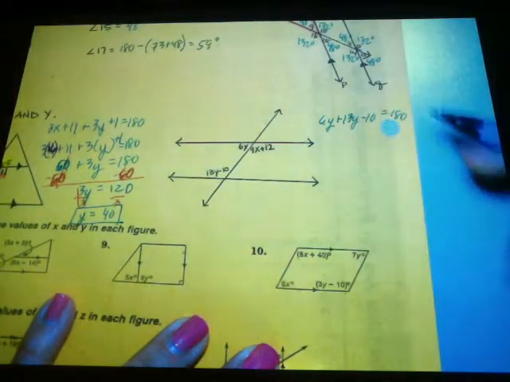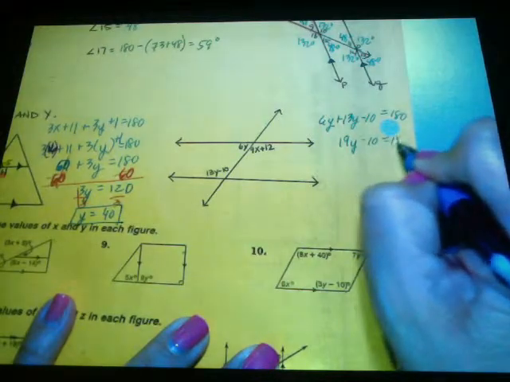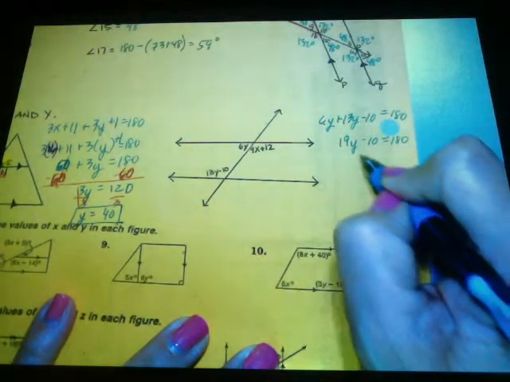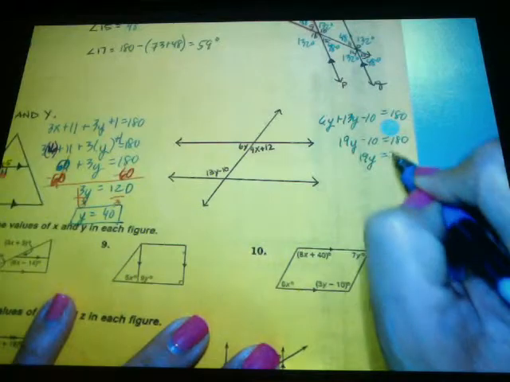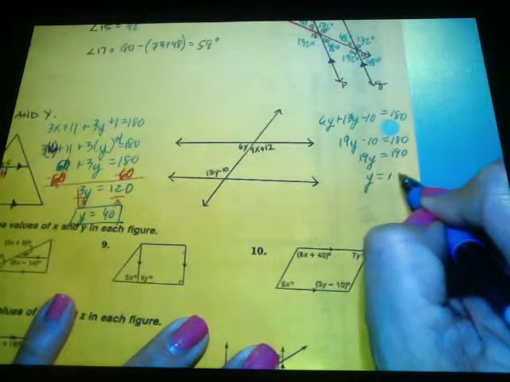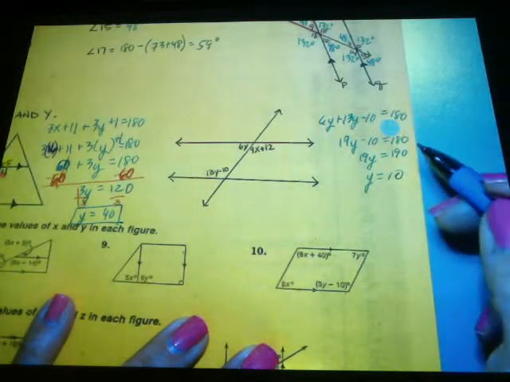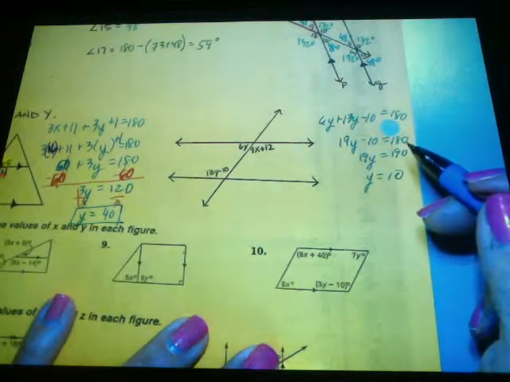Collect your like terms, we get 19y minus 10 equals 180. Add 10, 19y equals 190. Divide by 19, what do I get? Are you guys asleep today? I think we're asleep today.